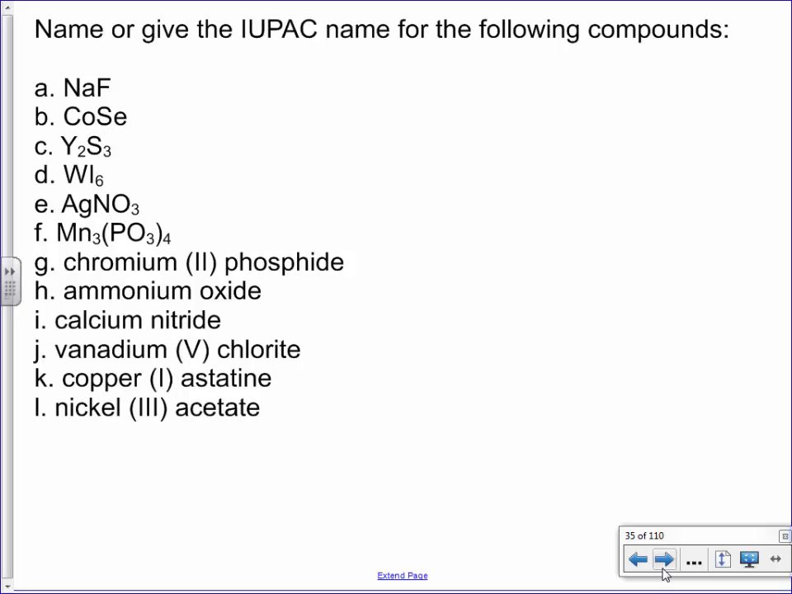Cr3P2. Ammonium oxide would be NH4, all of that in a big bracket, then you put a 2, then you'd have an O afterwards.